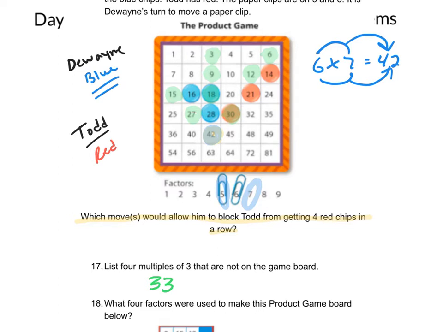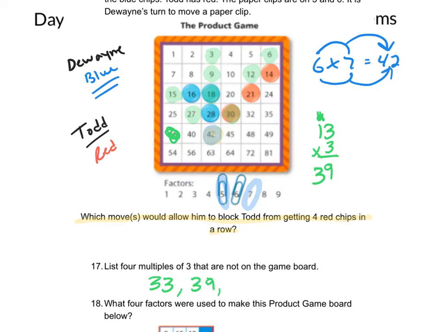12 times 3, is that on the game board? 12 times 3 is 36. Yeah, it is. 13 times 3, and so the numbers get a little bigger. You can start saying, okay, what's 13 times 3? 3 times 3 is 9, and 3 times 1 is 3. So 39. Is 39 on the game board? Nope, don't believe so. So 39.